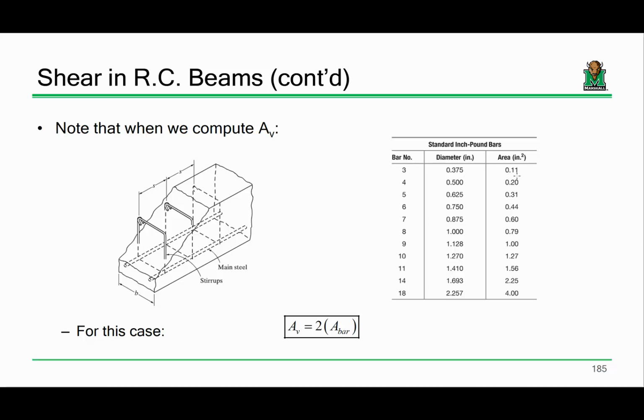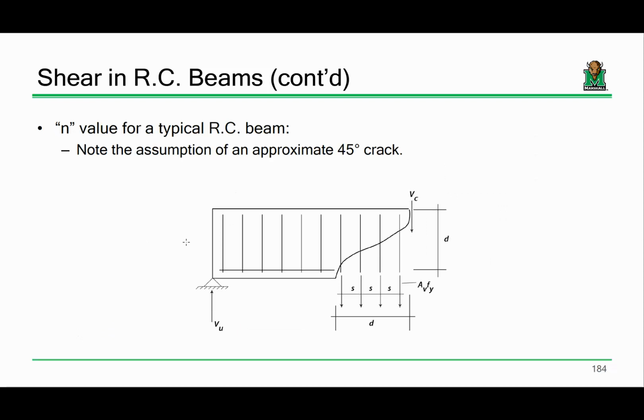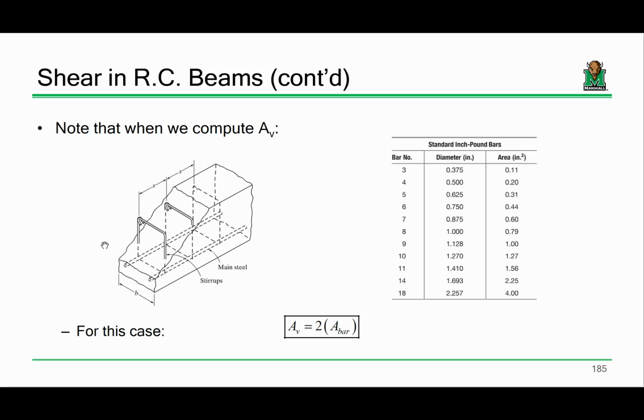The area of a number 3 bar, as you can see here on this chart, is 0.11 square inches. But for the area in shear, we would not use 0.11, we'd use double that, 0.22. The reason why is, looking at this from a two-dimensional standpoint, you're going through an entire stirrup, and we're cutting through 2 bars. So in this instance, A sub v would be 2 times the area of that bar. If this was a number 3, it'd be 0.22. If it was a number 4, it'd be something like 0.4.